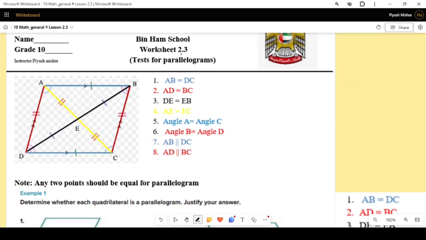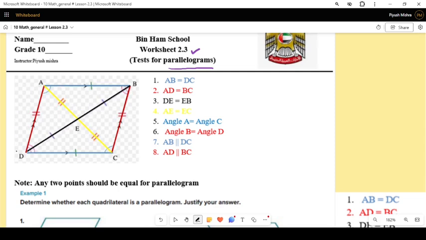So today we are going to learn lesson number 2.3. Here we will check whether any quadrilateral is a parallelogram, yes or no. For that I have already made the picture and I have used different colors so that it will be easy for you to understand. Let's start here.